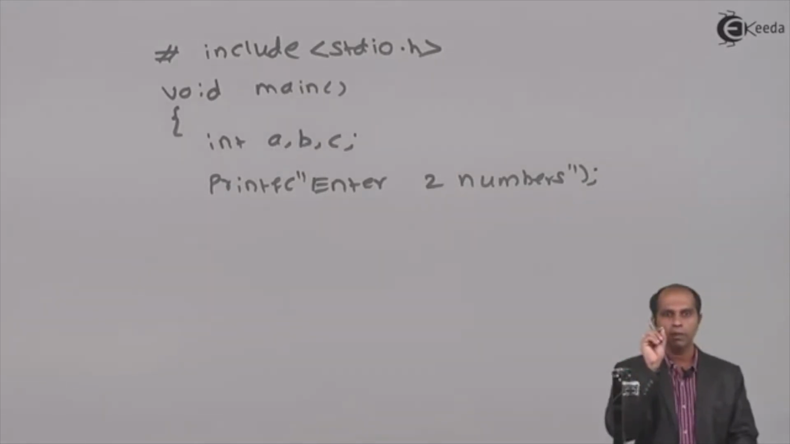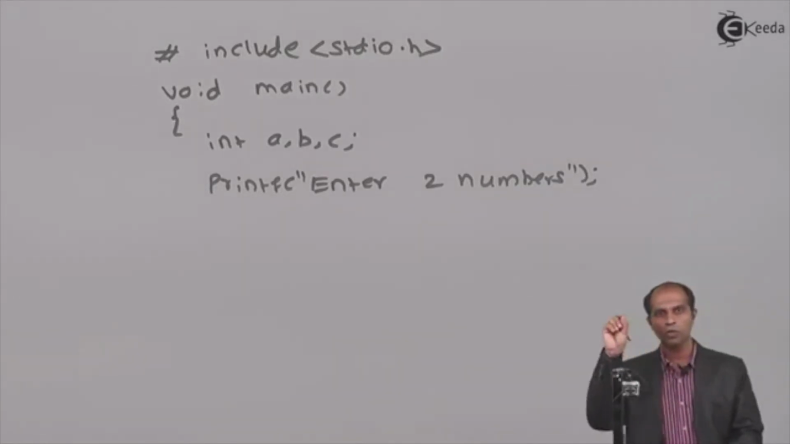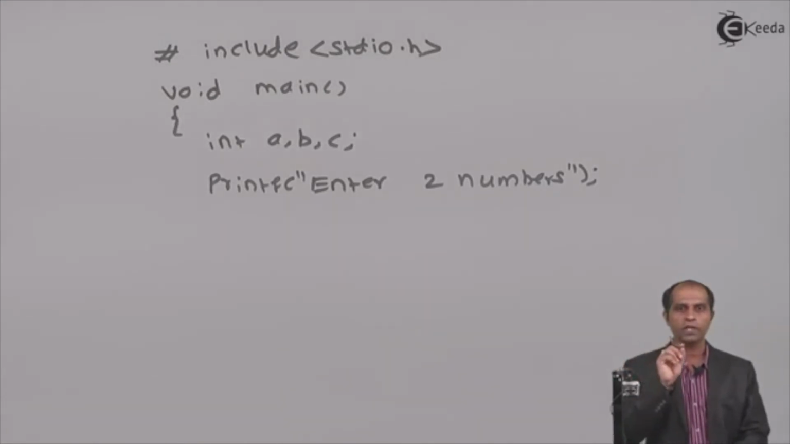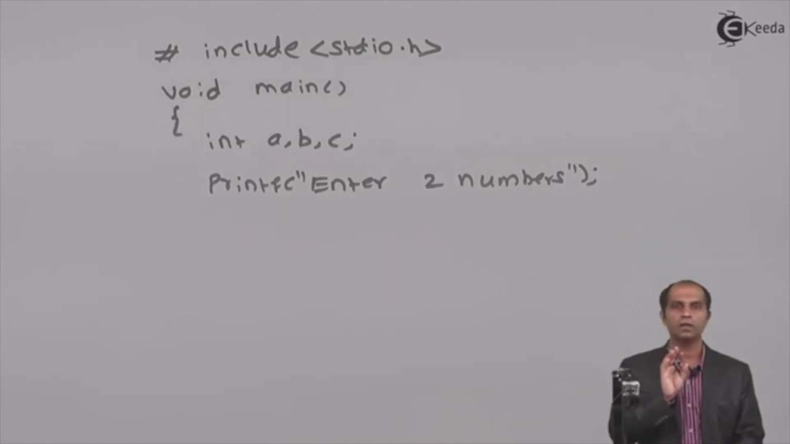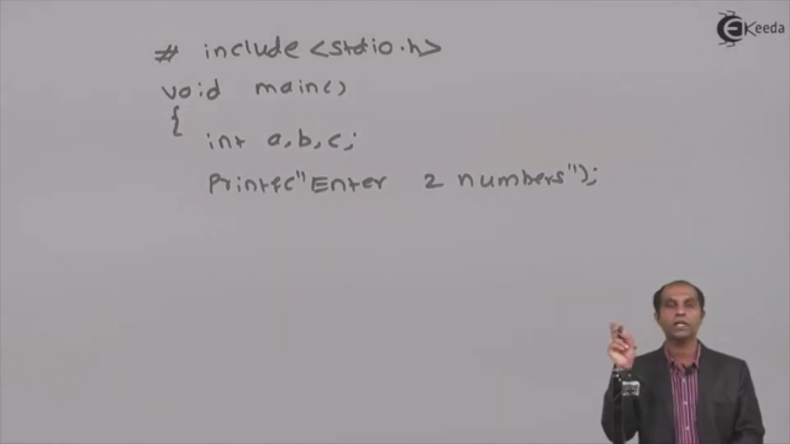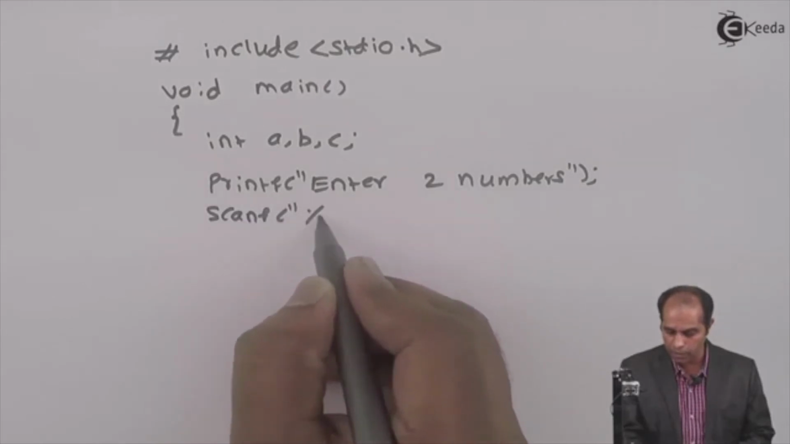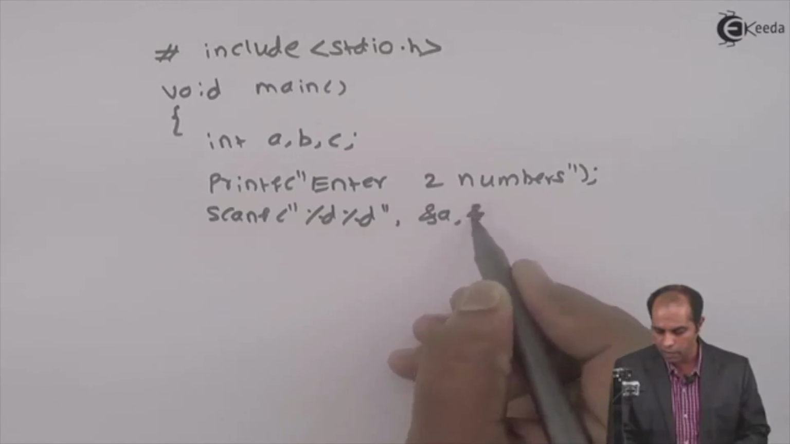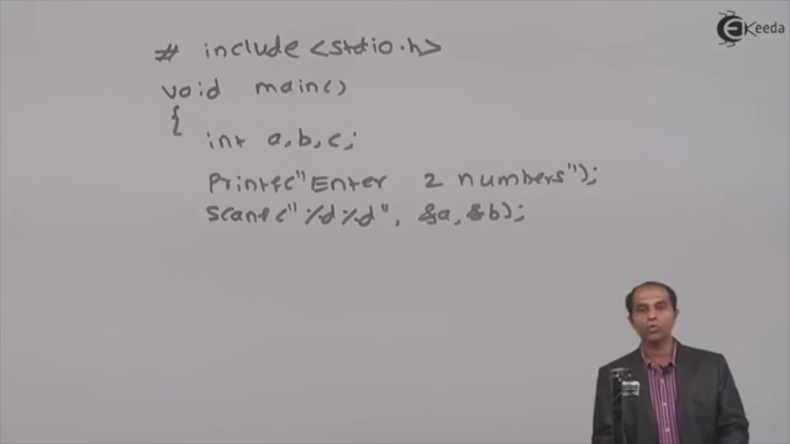But never make the mistake of presuming that printf will take the control to the output screen and wait over there. No. When I say printf, it will just go to the output screen, display that message and come back. The one which will take you to the output screen and wait is actually scanf. So let's put a scanf at this place. I'll say scanf %d, comma, ampersand of a, ampersand of b. So here I'm going to read 2 values.